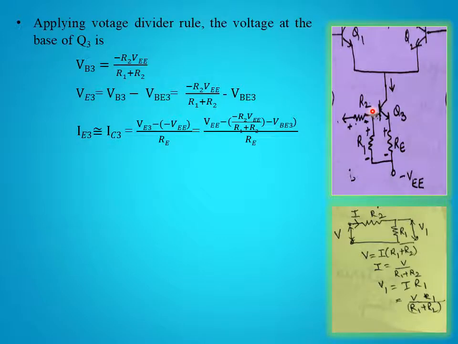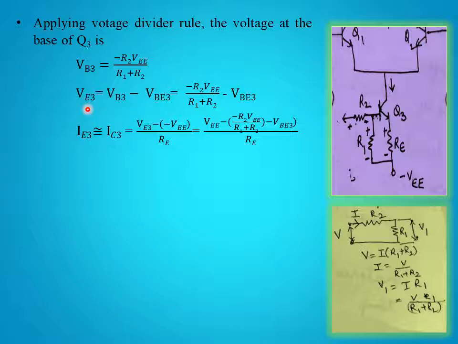The potential difference across R2 will behave as V1. So what will be V1? Because we are taking across R2, the total potential is minus VEE and the total resistance is R1 plus R2. So we have directly applied the voltage divider rule to this loop.